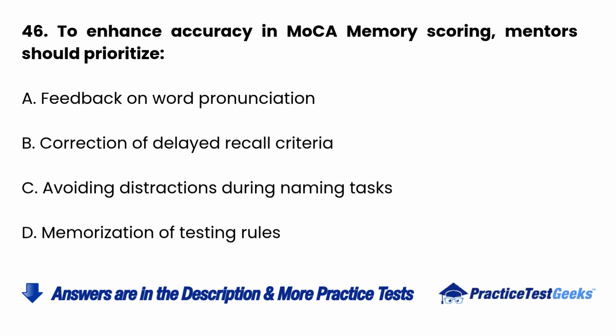46. To enhance accuracy in MoCA memory scoring, mentors should prioritize: A. Feedback on word pronunciation. B. Correction of delayed recall criteria. C. Avoiding distractions during naming tasks. D. Memorization of testing rules.